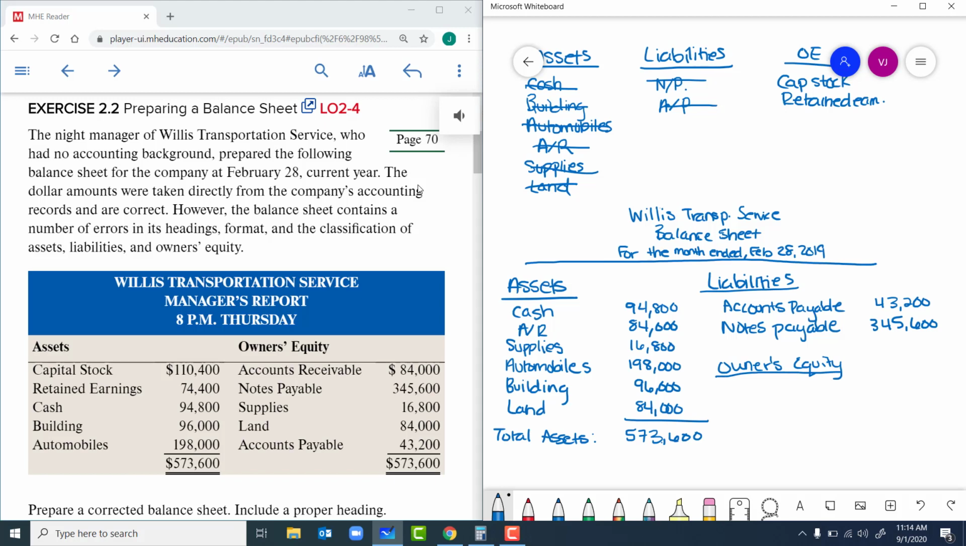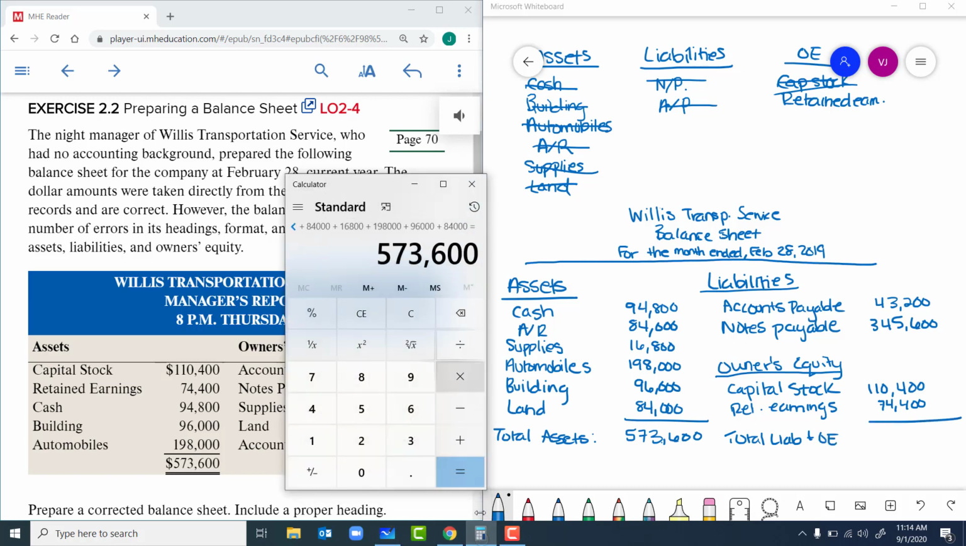And owner's equity, we know that's made up of capital stock and retained earnings. Capital stock has a balance of $110,400. And then we have retained earnings. That has a balance of $74,400. So now we do a total of total liabilities and owner's equity.